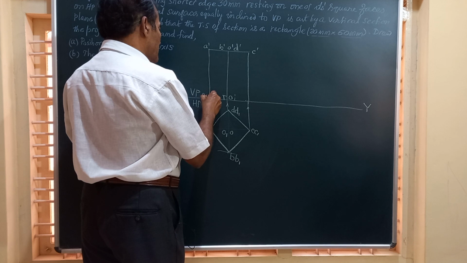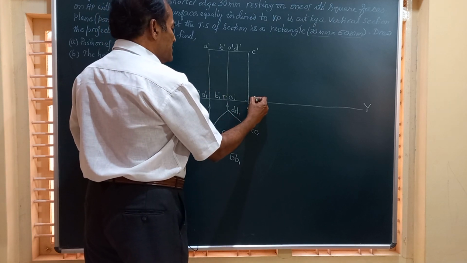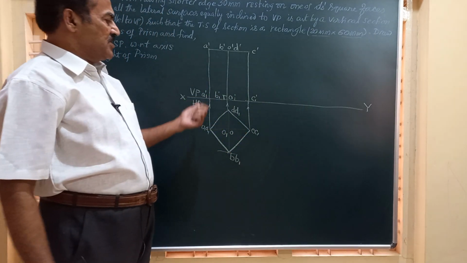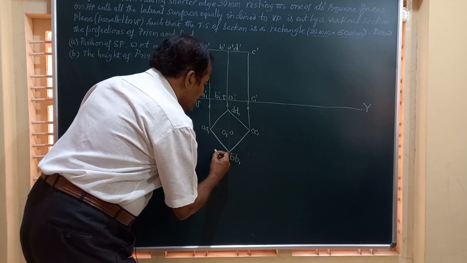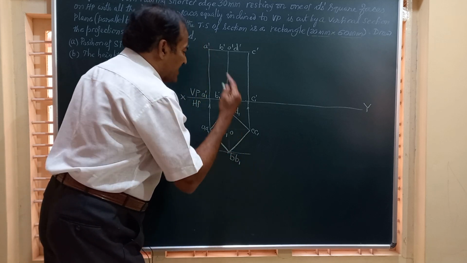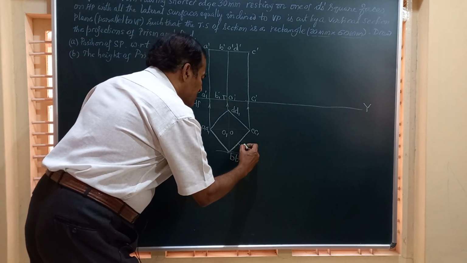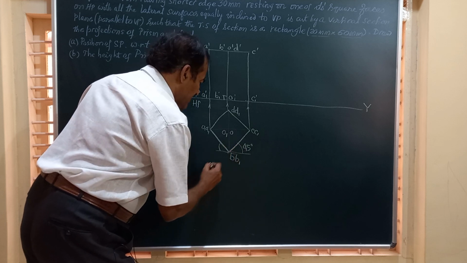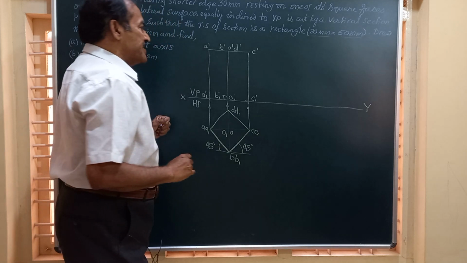Bottom, total number 1, A1 dash, this is B1 dash, this is C1 dash. Now friends, the object is placed on HP, and you observe here, all the four rectangular faces are equally inclined to HP, and this will obviously be 45 degree, and on both the sides you are going to have 45 degrees.